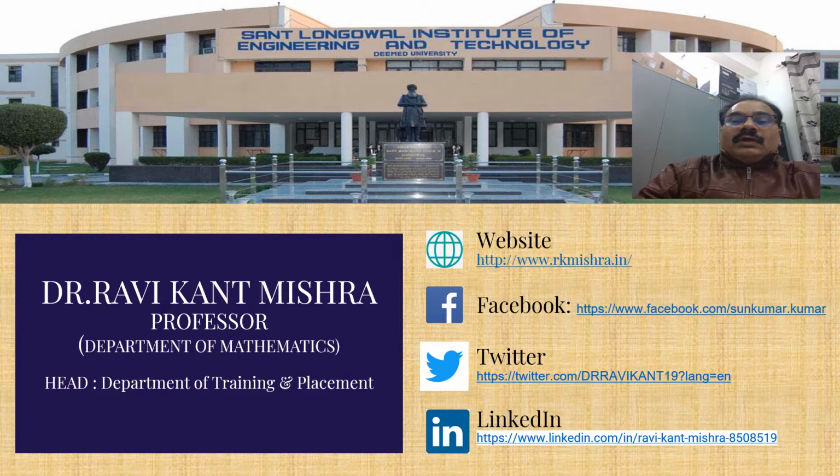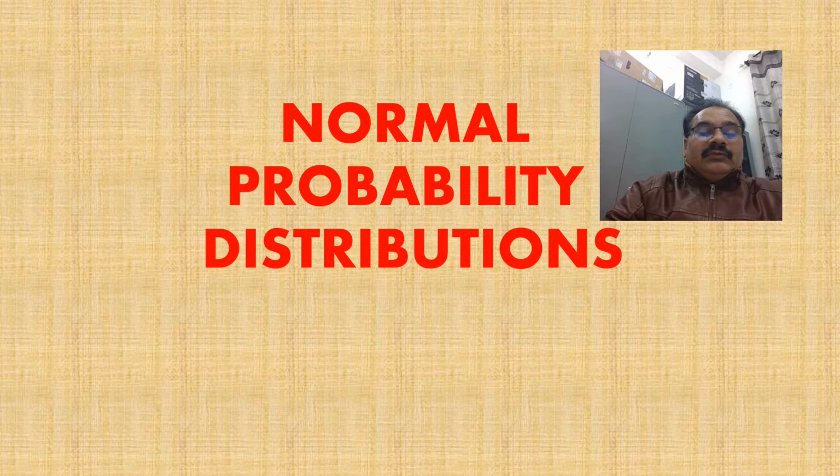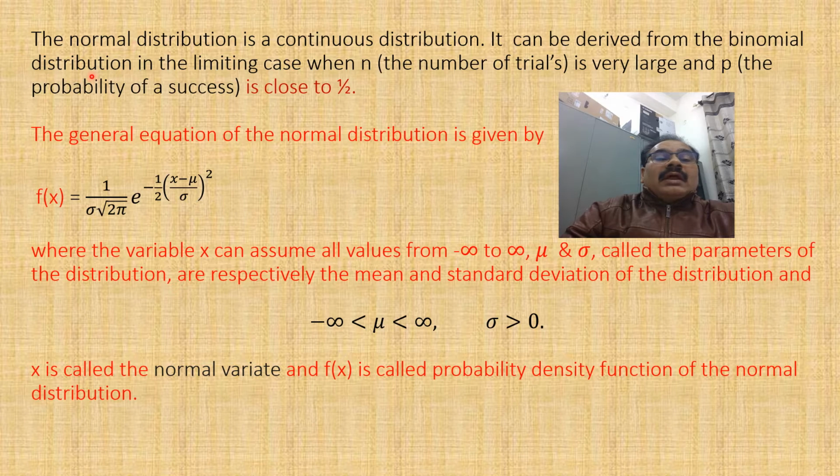Dear students, today we are going to discuss the last probability distribution, that is the normal distribution. So let us look at what we mean by normal distribution. The normal distribution is a continuous distribution. It may be derived from the binomial distribution, as we discussed in the case of the Poisson distribution.